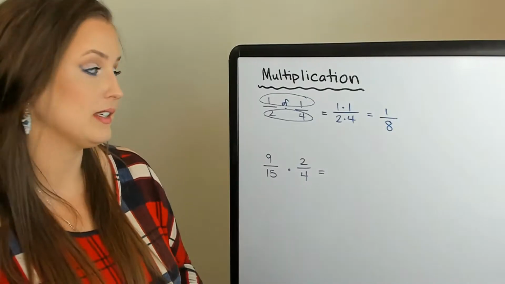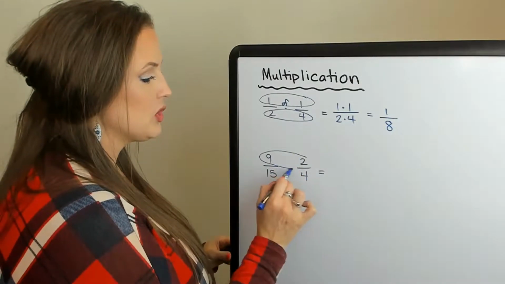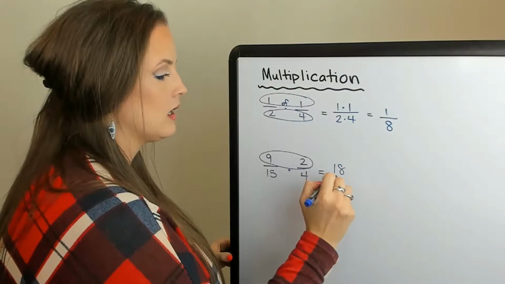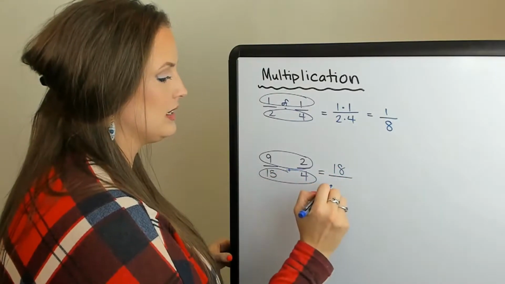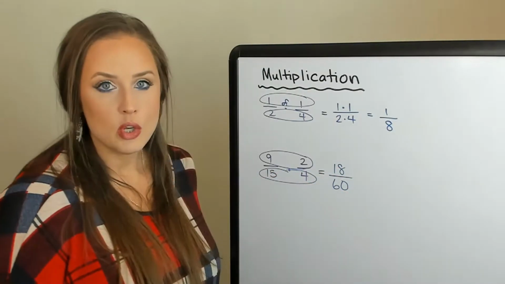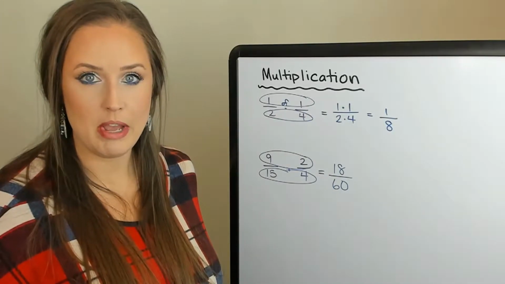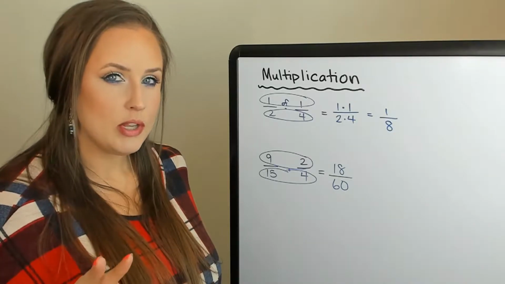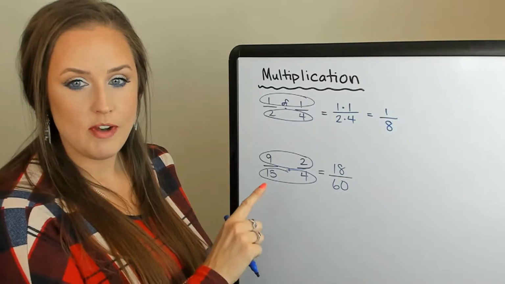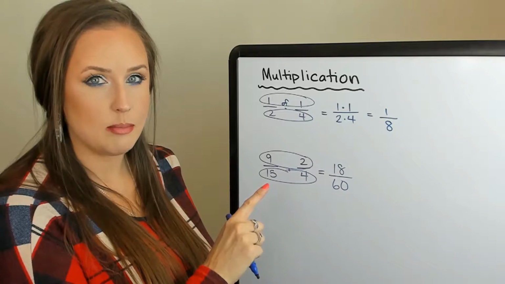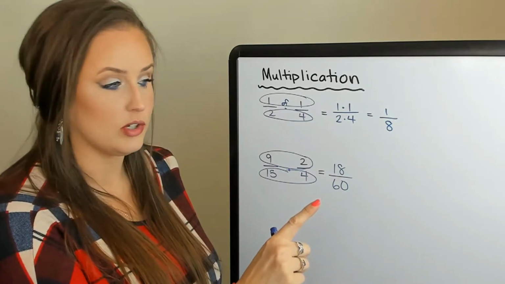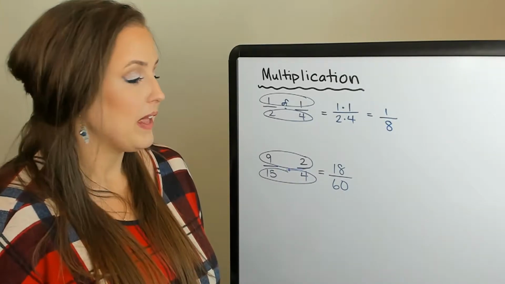So let's try that on this one. So we end up with 9 times 2, so that's going to be 18, and then 15 times 4 is 60. Quick side note trick for you, if you ever want to multiply anything by 4, think of it as doubling the number and then doubling it again. So if I want to double 15, that's 30. Double it again, that's 60. So 15 times 4 is 60.